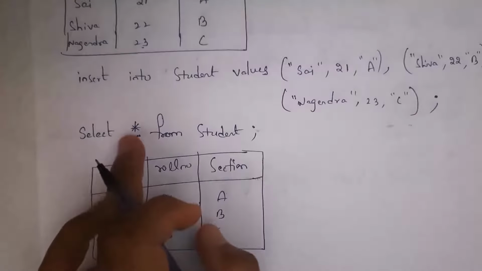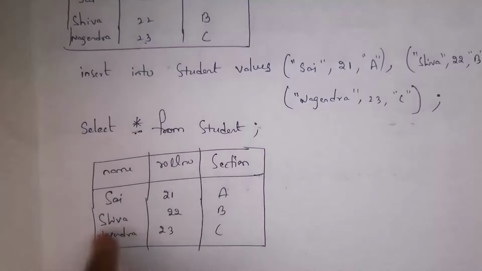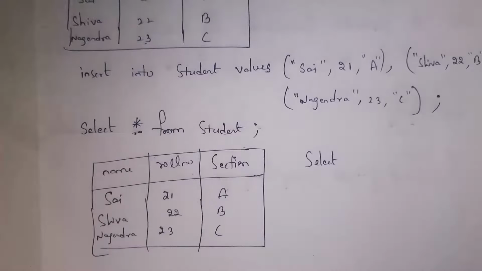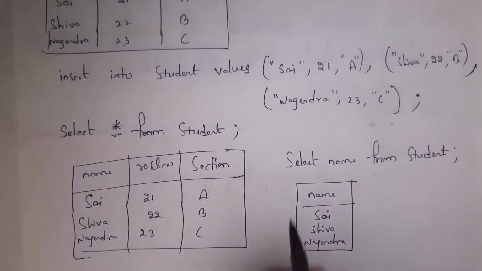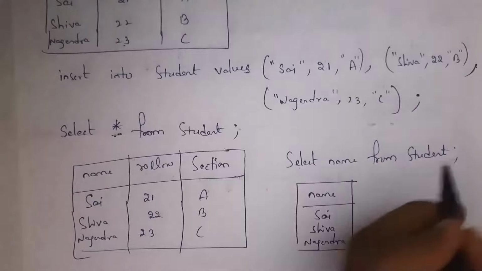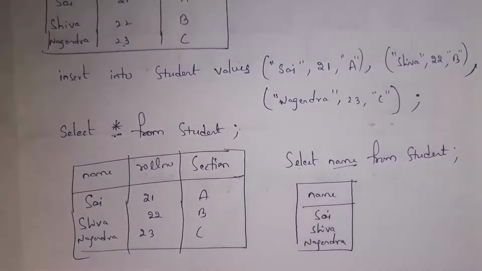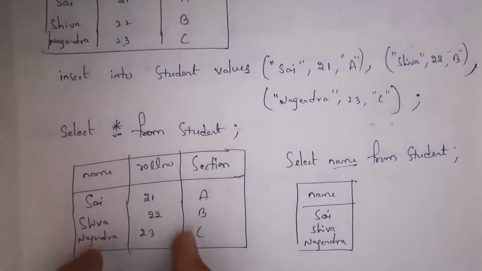Star means complete columns. But I don't want the complete columns as output. I just want to see the name column as output. So for that purpose you need to write select. So just write here select name from student. So it will display only the name column as output. So this is my output. I want to see the name column and roll number column as output.